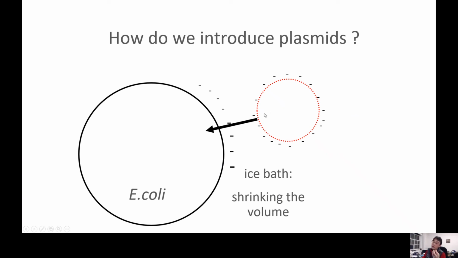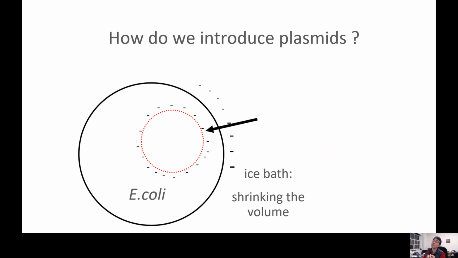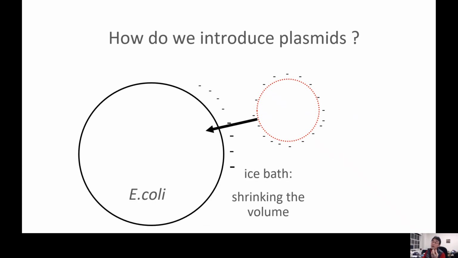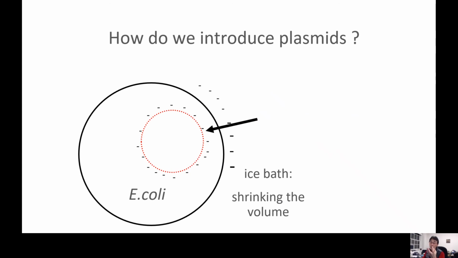And then when it comes closer and has enough energy, and you're also putting it into the ice bath. When you put it into the ice bath, the volume of the E. coli shrinks, and when the plasmid is closer, it sucks in the plasmids that are in its proximity, and then transformation takes place.